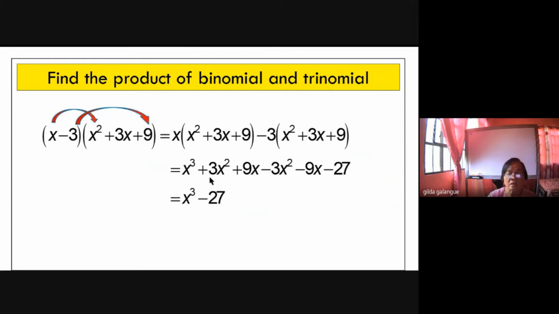3x squared is positive. Negative 3x squared is negative. This is 0. 9x is positive. Negative 9x negative. So we have this one is 0. So what is our answer? X cubed minus 27. Or we just multiply the first term by the first term and the last term by the last term if the trinomial is taken from the square of the first term, multiply the first and the second, change the sign, and square the second. This is only possible if we have that method.